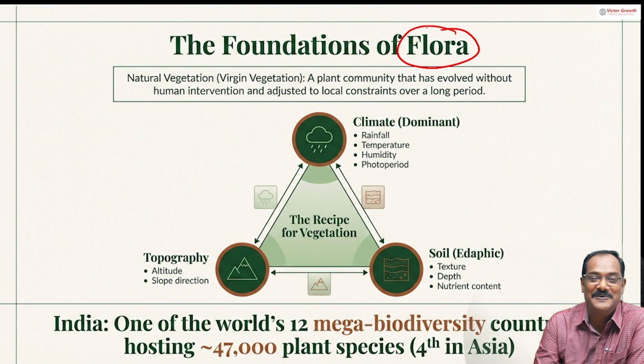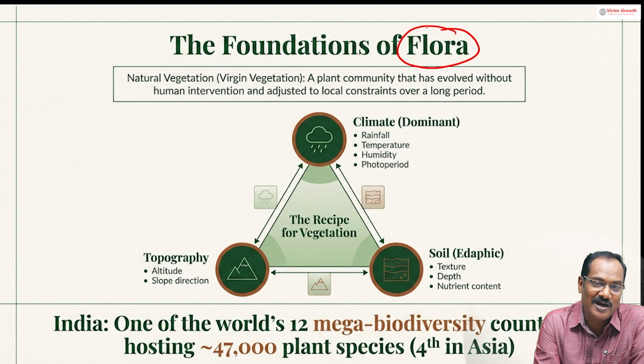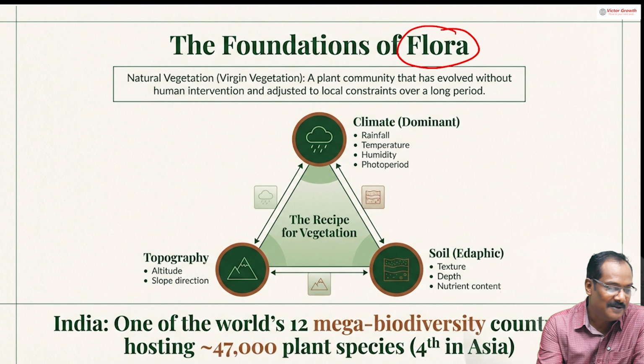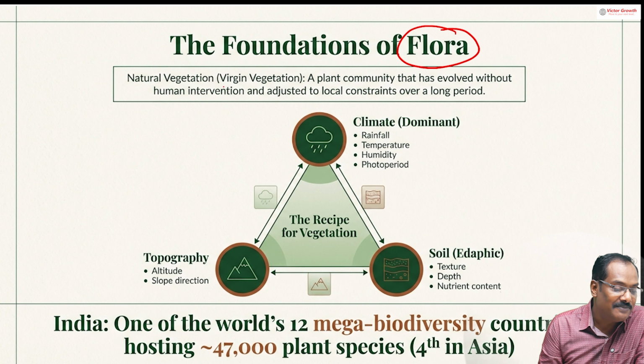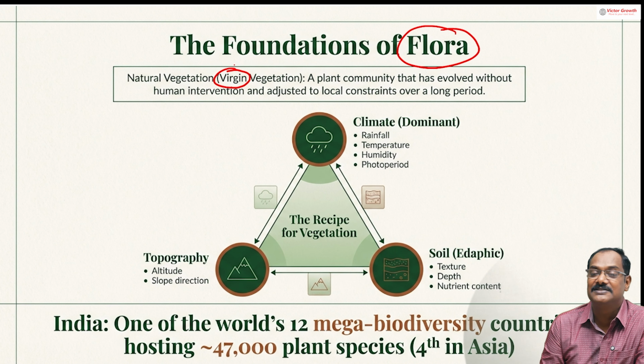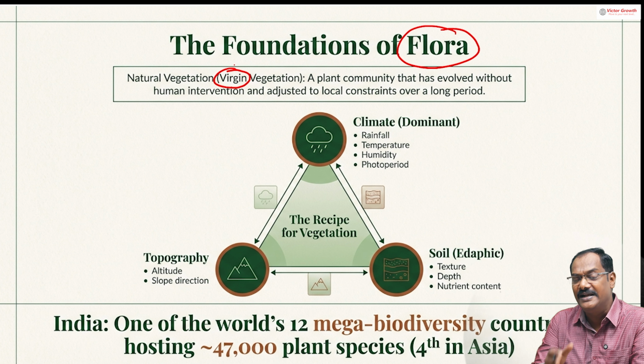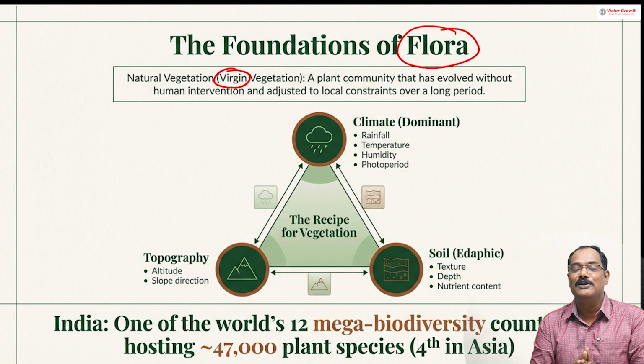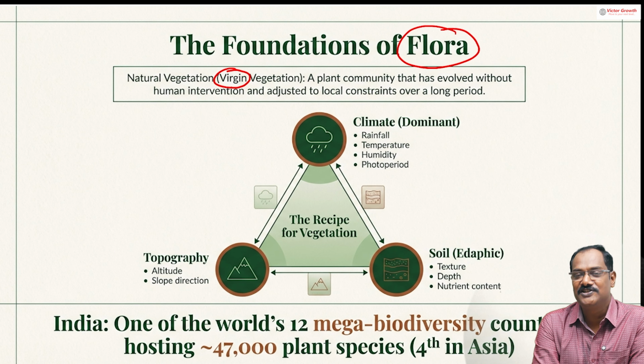Sometimes people get confused: what is flora, what is fauna? Flora is vegetation. Fauna is wildlife, animals. So natural vegetation means what? Virgin vegetation. That means it is not interfered with or disturbed by any human. It is undisturbed. I went to Andaman Nicobar. You can see the virgin forest there.